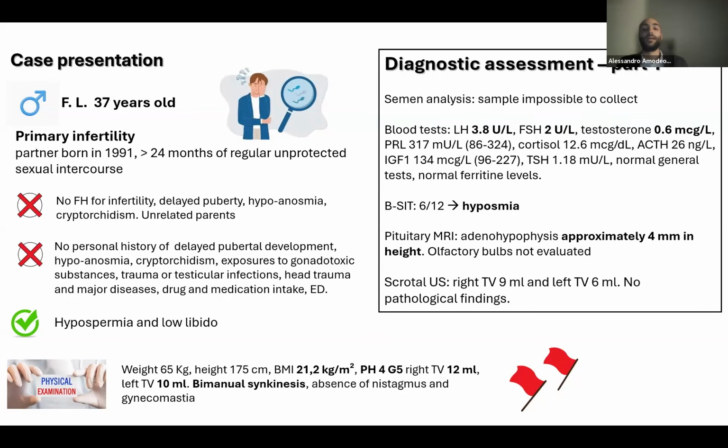Indeed, blood tests found severe hypogonadotropic hypogonadism with otherwise normal pituitary function. At the brief smell identification test, the patient was found to be hyposmic. Pituitary MRI found a hypophysis of approximately 4 millimeters in height. Olfactory bulbs were not evaluated, and scrotal ultrasound confirmed the testicular hypotrophy.